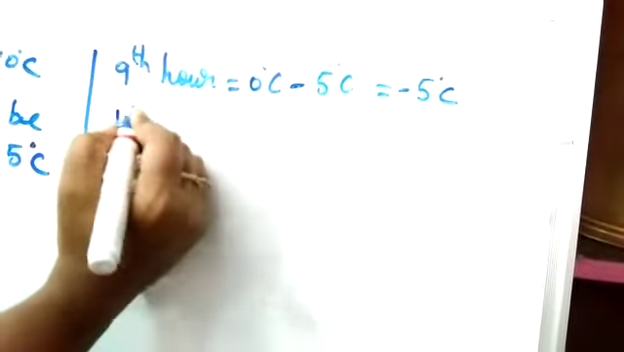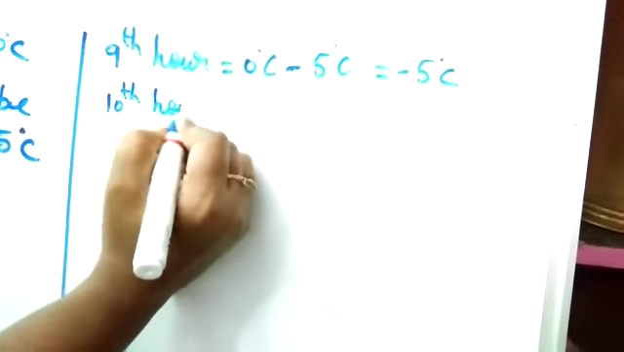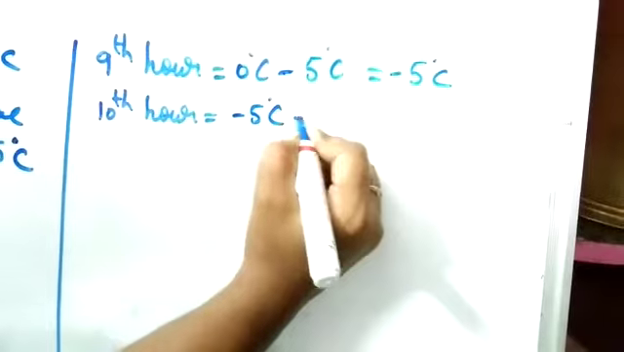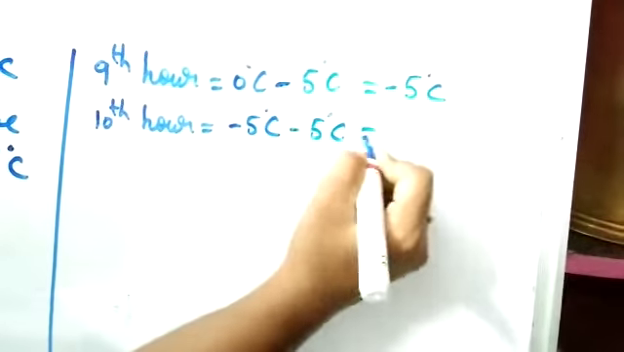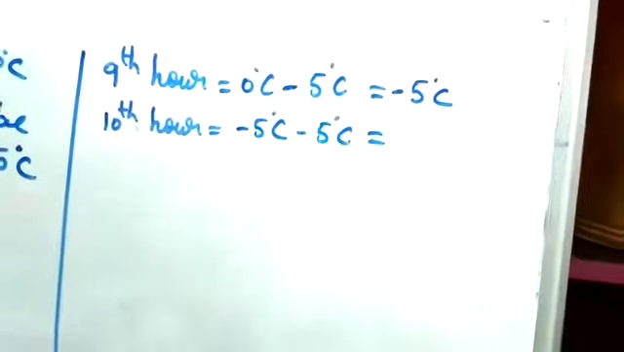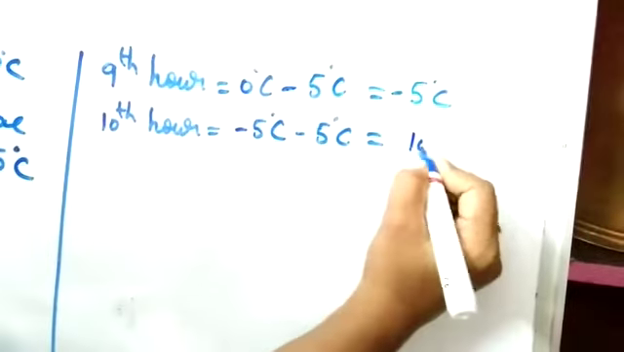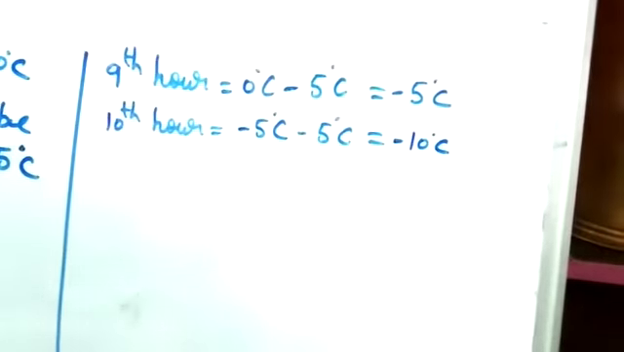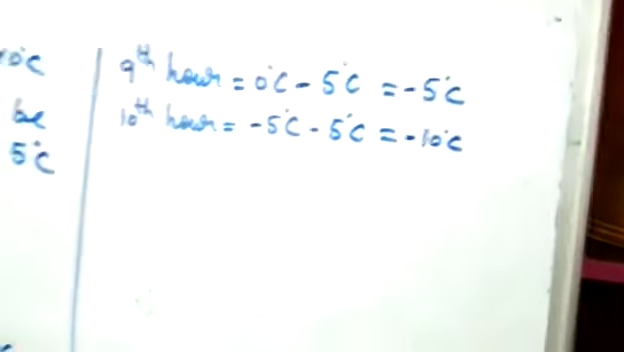Now next is your 10th hour. 10th hour is minus 5 degrees Celsius and minus 5 degrees Celsius. Here you can see both are negative. Both are negative means we need to add. 5 plus 5 is how much? 10 degrees Celsius, and you need to keep the negative sign. Now what is your room temperature after 10 hours? Minus 10 degrees Celsius. This is your solution for the third problem.